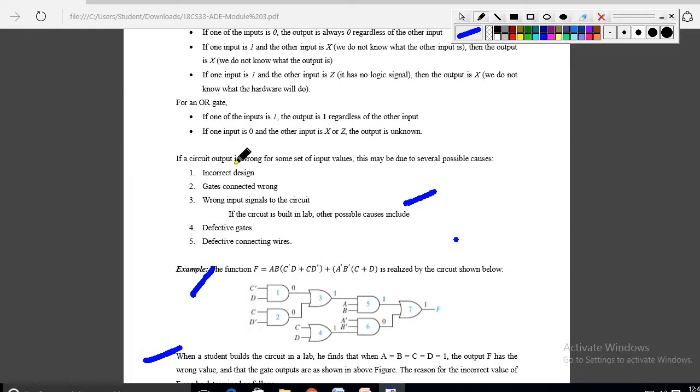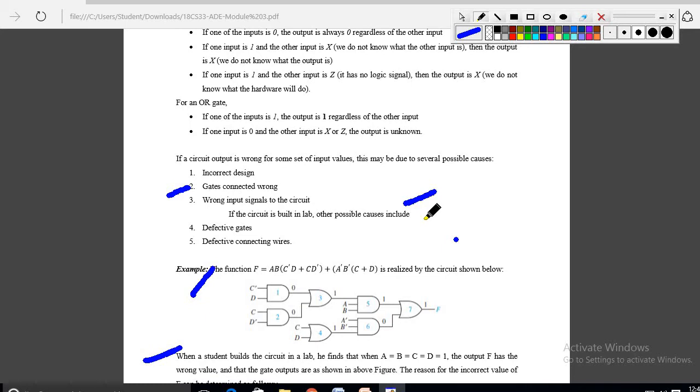The second is gates connected wrong. While designing, we are using several gates, so maybe a gate is connected wrong, or there is a wrong input signal to the circuit. The input we are providing to the circuit might be wrong. If the circuit is built in a lab, other possible causes include defective gates and defective connecting wires also. Those are all the possible causes. Okay.